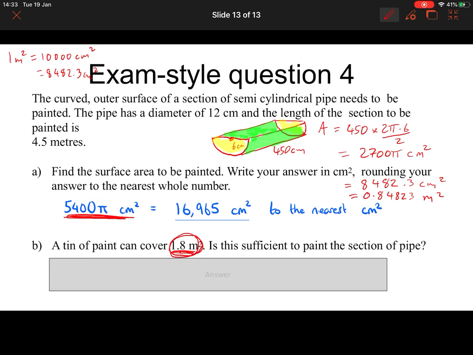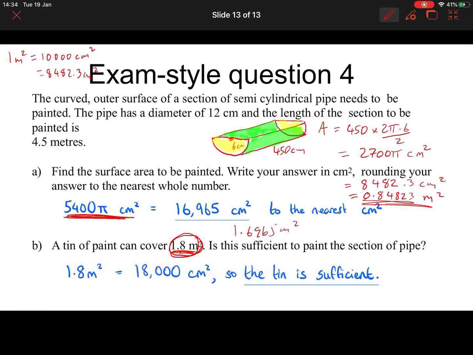Is this sufficient? Well, yes. This value is bigger than this value, so it is sufficient. Now again, they did it wrong. They got 16,965. Well, we should know that, but if I divide it by 10,000, it'd be 1.6965 metres squared. So even if it was a full cylinder, we would still have enough paint, okay? So we do have enough paint. They got the answer wrong because they didn't read it carefully and read that it was semi-cylindrical, okay? Just made the question a little bit more difficult because we had to divide that bit by 2. It's only half a cylinder.